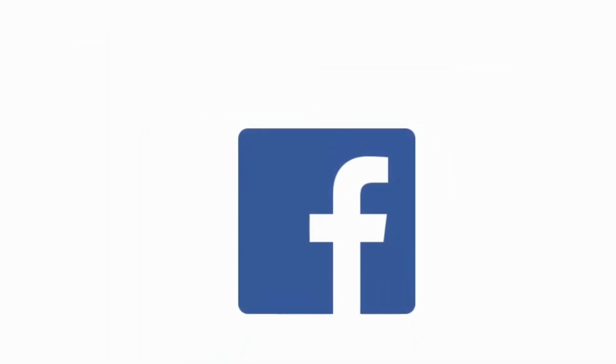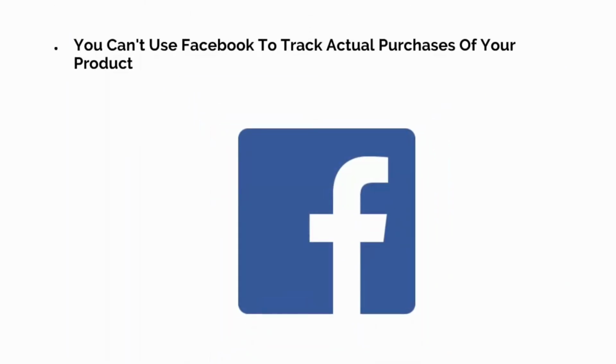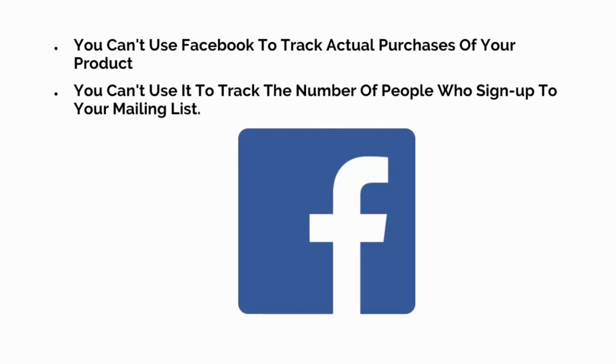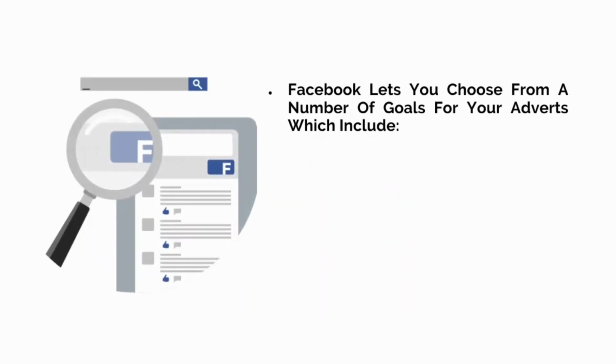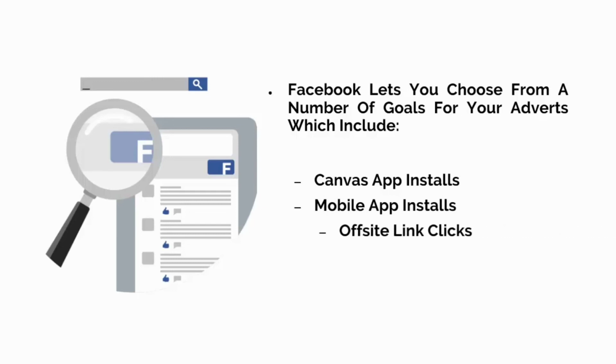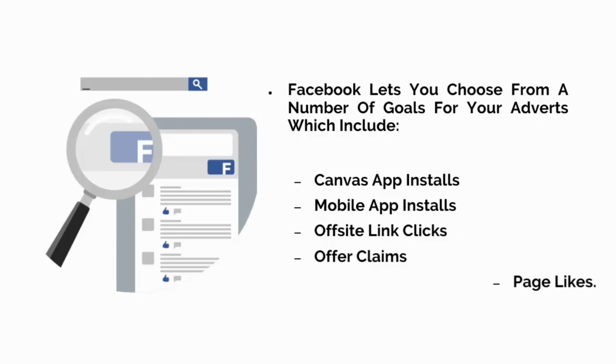But before you get too excited and assume that Facebook is the perfect solution to all your CPA worries, bear in mind that Facebook is rather specific about what it considers to be an action. In other words, you can't use Facebook to track actual purchases of your product, generally, nor can you use it to track the number of people who sign up to your mailing list. Yeah, really. Instead, Facebook lets you choose from a number of goals for your adverts, which include Canvas app installs, mobile app installs, off-site link clicks, offer claims, and page likes.